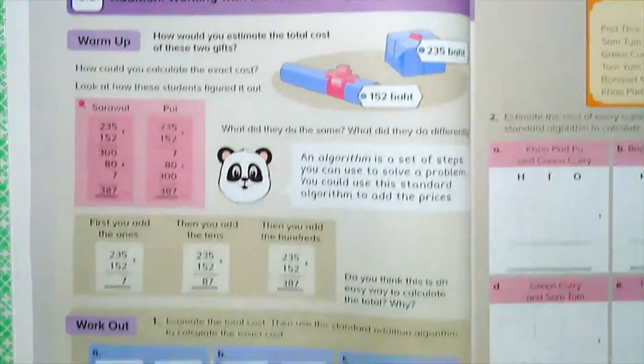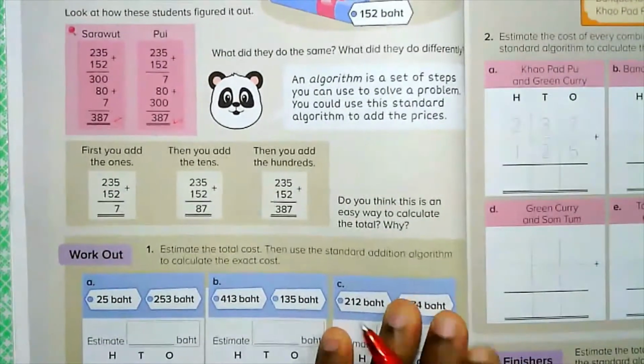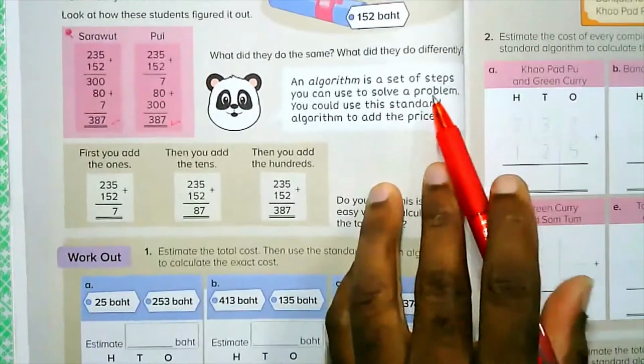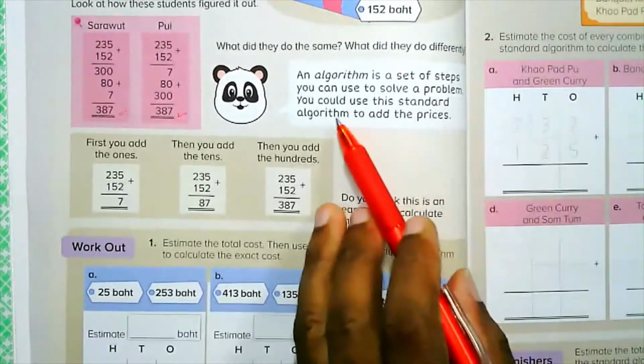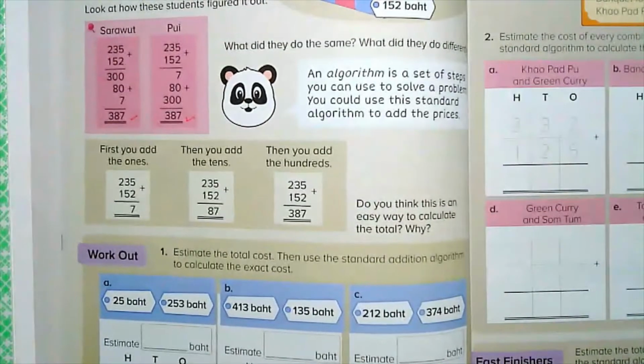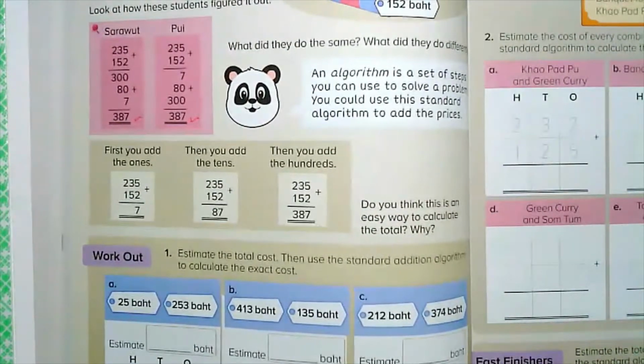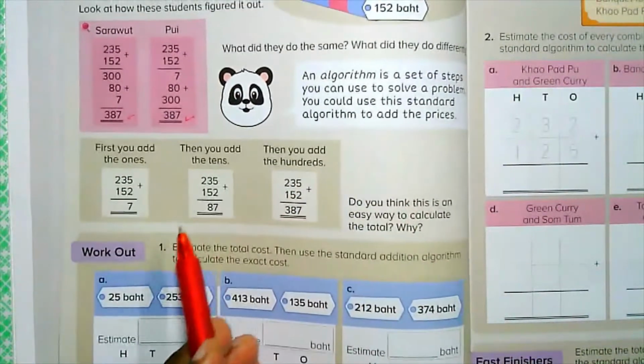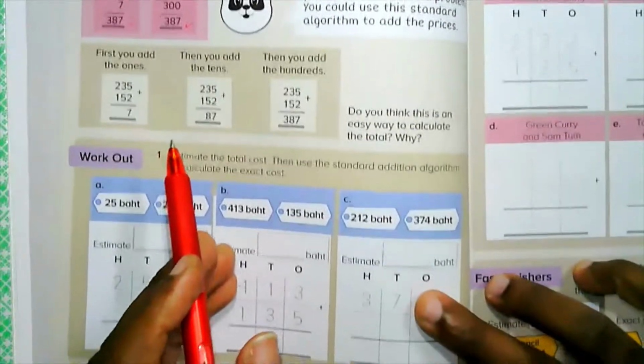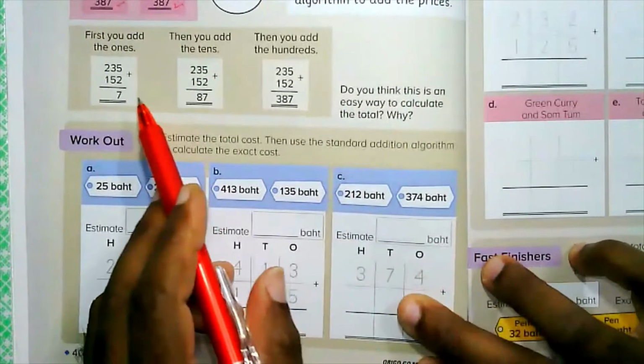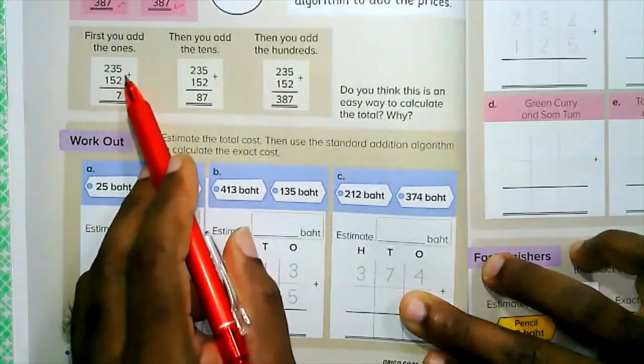Now let's talk about an algorithm. An algorithm is a set of steps you can use to solve a problem. You could use the standard algorithm to add the prices. So let's take a look at how algorithm steps work. First, you add the ones.